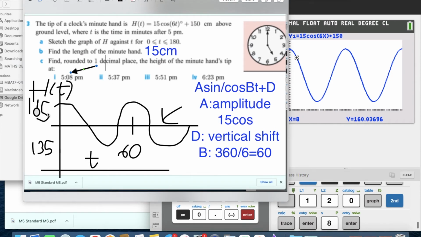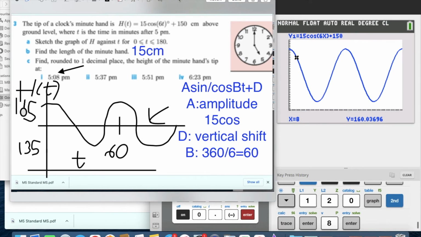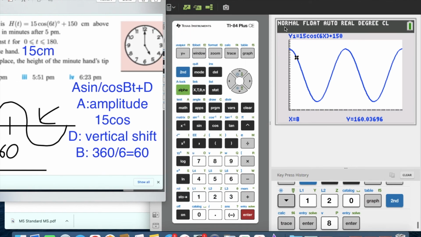Let's add to our diagram. This means when we've got 8, obviously the hand is going to be a little bit lower than 165, and it's going to now be just 160 centimetres from the ground, because it's just moved around a little bit, and you can see it's going to be a little bit lower than being at the 12. Let's have a look at the next question. 5:37. Now pause the video and think what you think is going to happen. Is it going to be closer to 135 or closer to 165?